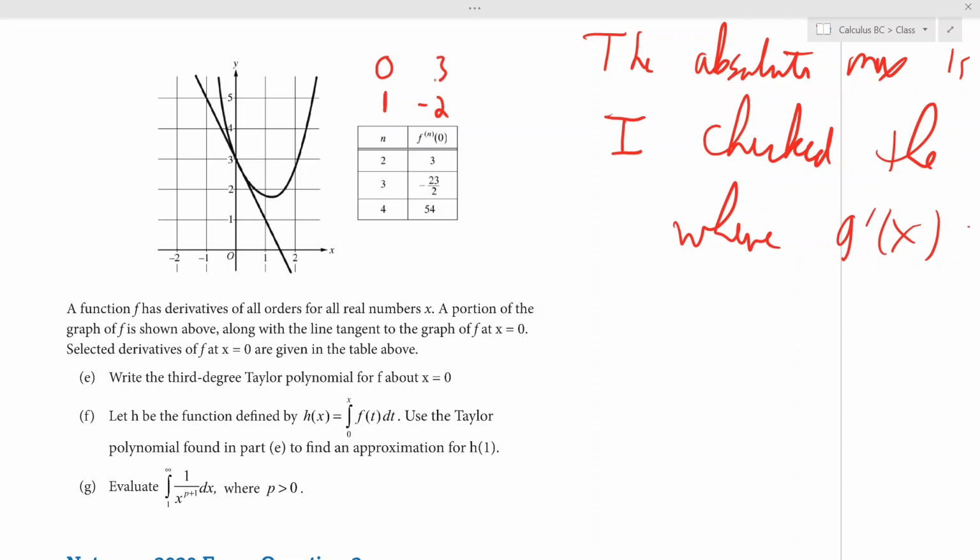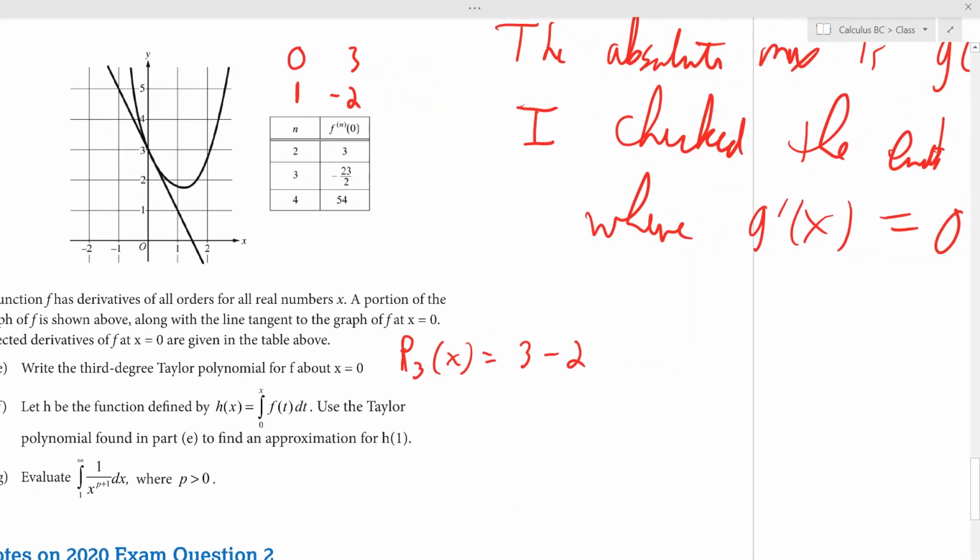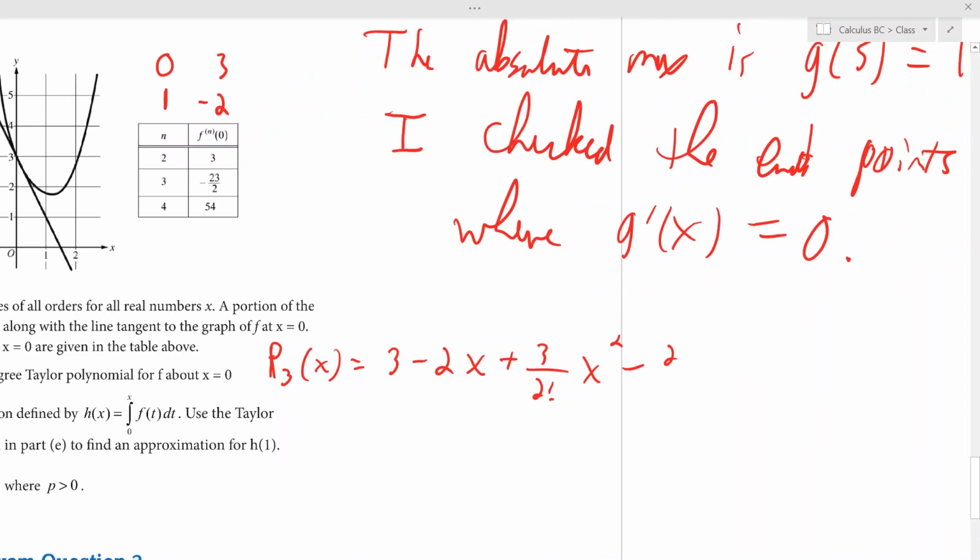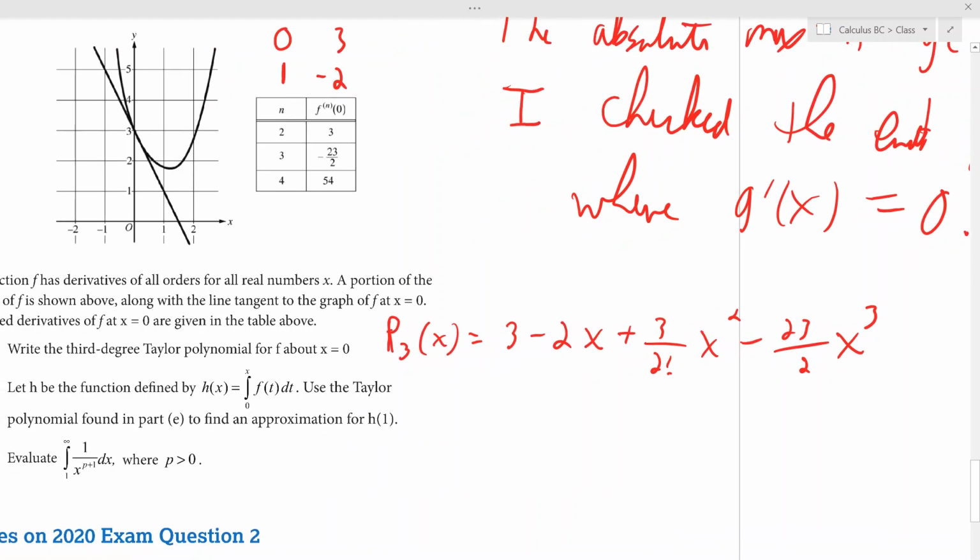Write the third degree Taylor polynomial for f. Well, everybody knows that the third degree Taylor polynomial, which I'm going to note as p sub 3, is the y value at 0, 3, plus the first derivative at 0 times x, plus the second derivative over 2 factorial, which is just 2, times x squared, plus the third derivative times x cubed, and we could go to the fourth, but they just want the third degree, right?